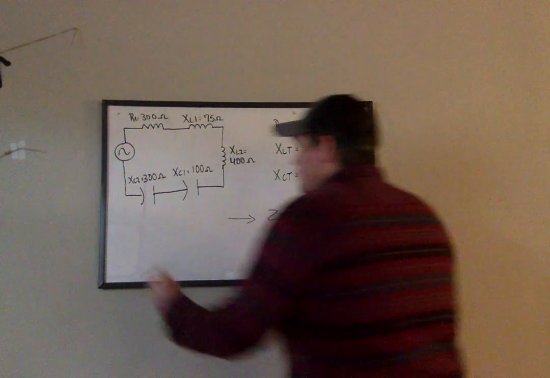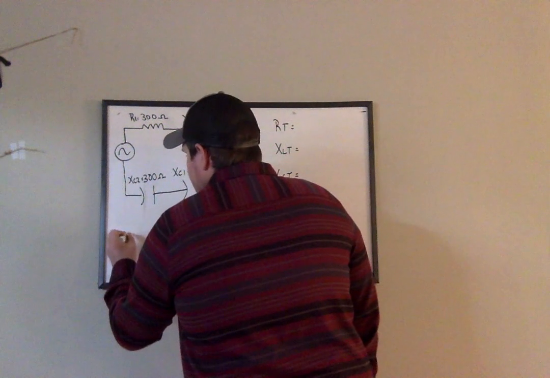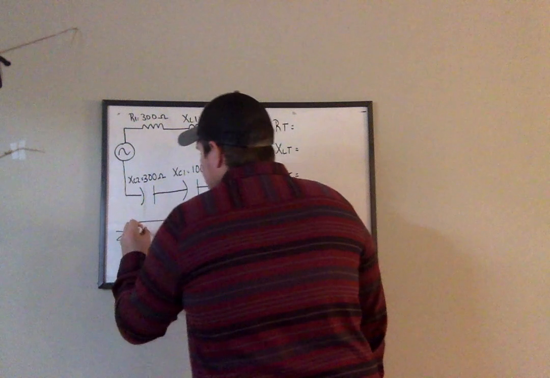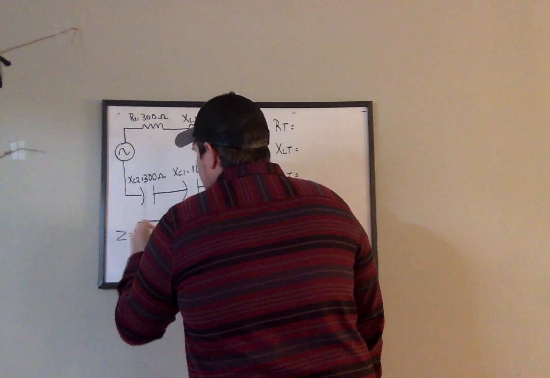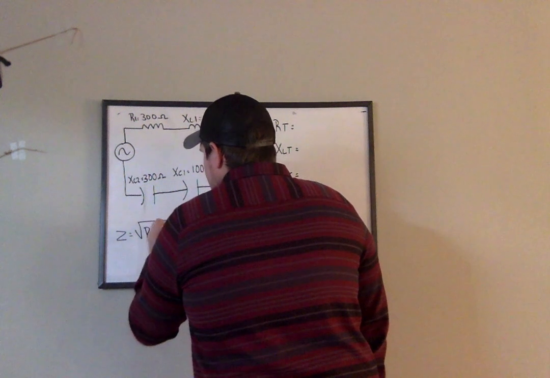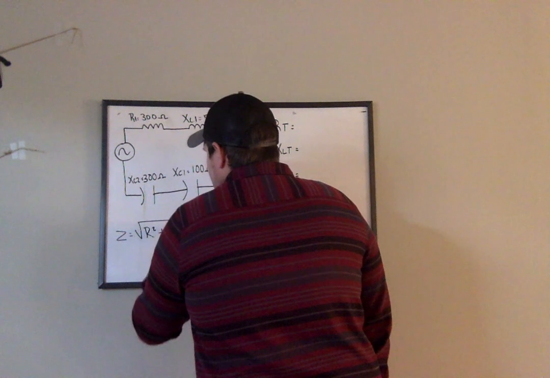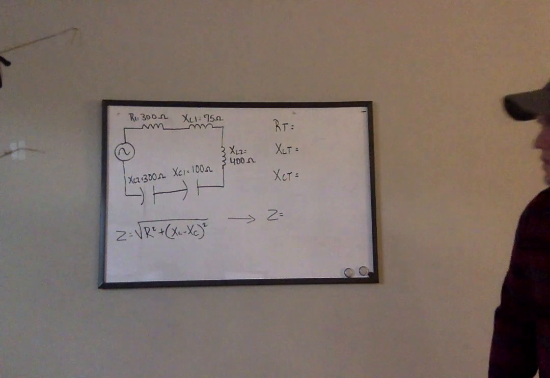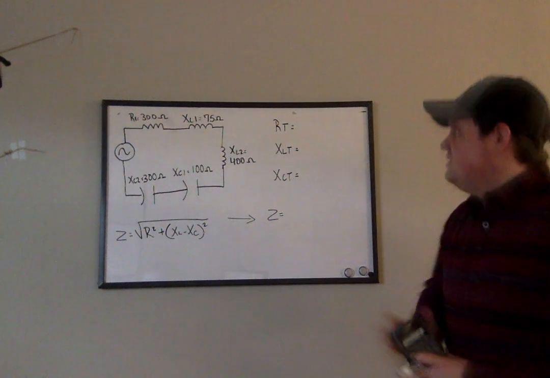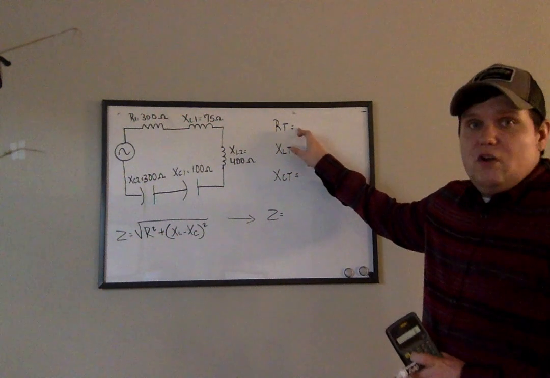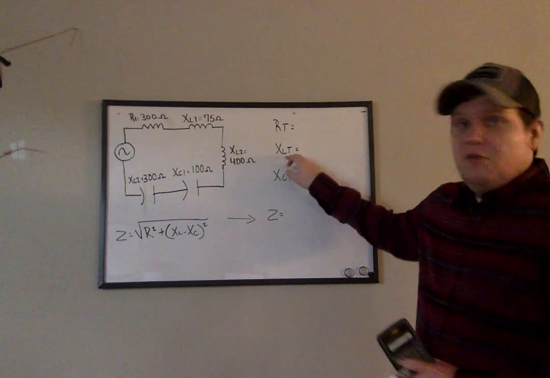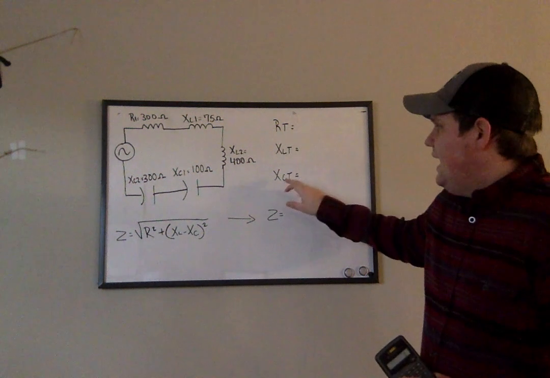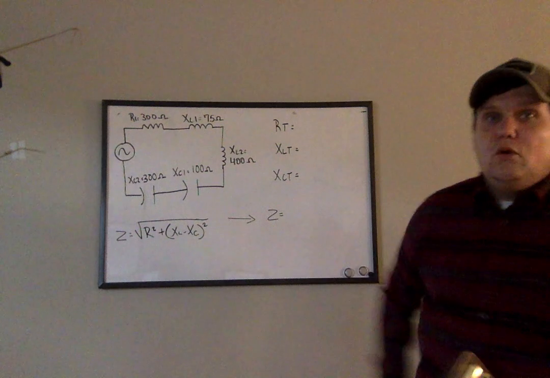So remember, the formula that I'm going to be using is Z equals the square root of R squared plus parentheses XL minus XC squared. So the objective is to find a resistance total, an inductive reactance total, and a capacitive reactance total.